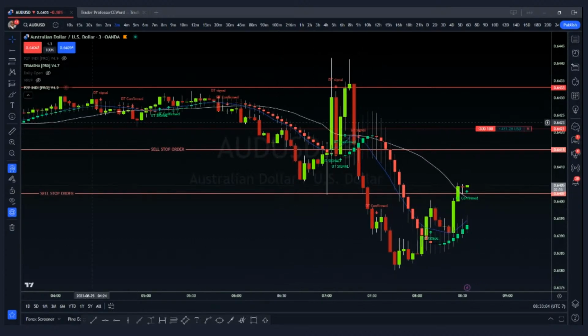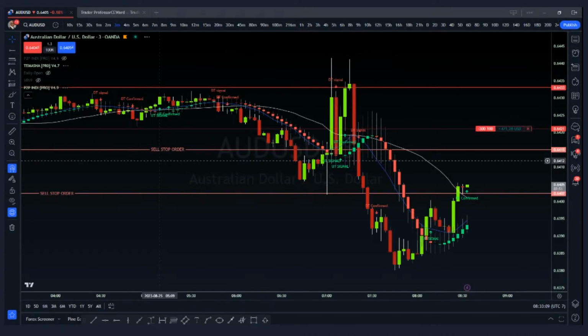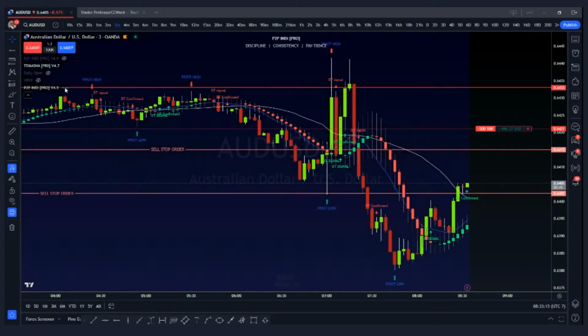And as you can see, I just got a red exclamation mark. That just means it timed out. If it does, just switch your time frames back and forth, toggle it, and then it'll reset.